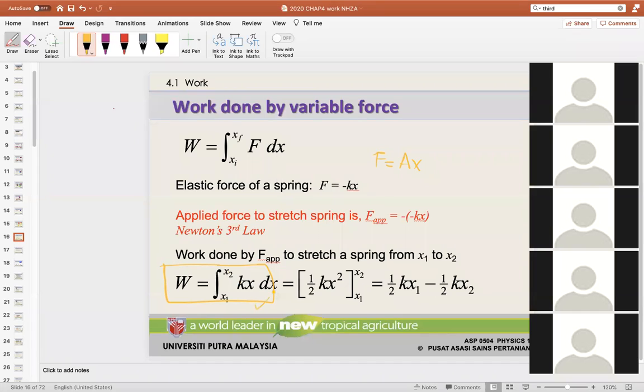Okay, so work done is this guy if it's a variable force. If it is a constant, sorry, it's a delta x. Work done is this guy if the force is constant. Work done is this guy if the force is variable. You can also put F here.